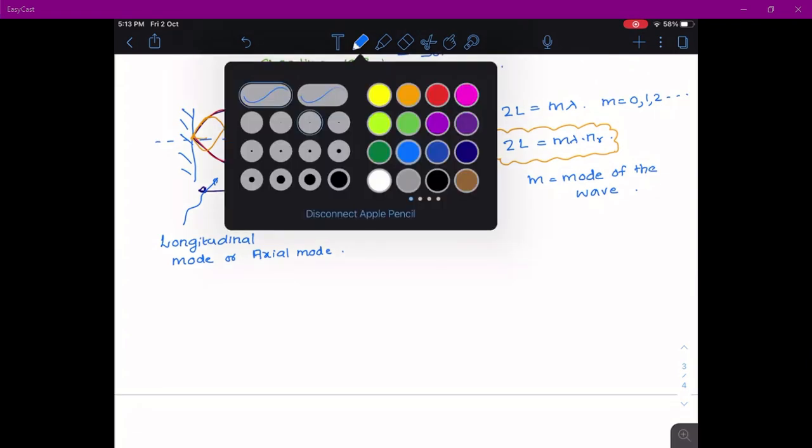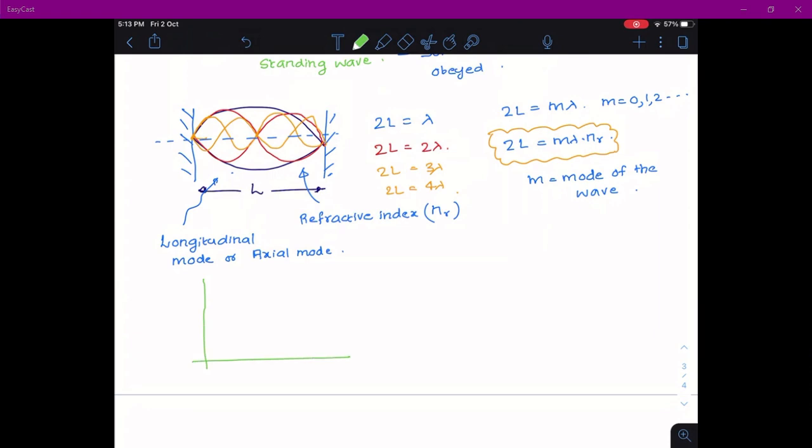So if I plot lambda, we know that lambda is directly related to frequency. So basically I can write this as m c by nu into nr. So if I plot lambda versus intensity, you see that only for specific values of lambda you will get this. So I'll have lambda 1, lambda 2, lambda 3, lambda 4. You will have the intensity, it is not continuous. Only those which satisfy this equation will be able to sustain the lasing action. All other modes, all other lasing actions will not be there.